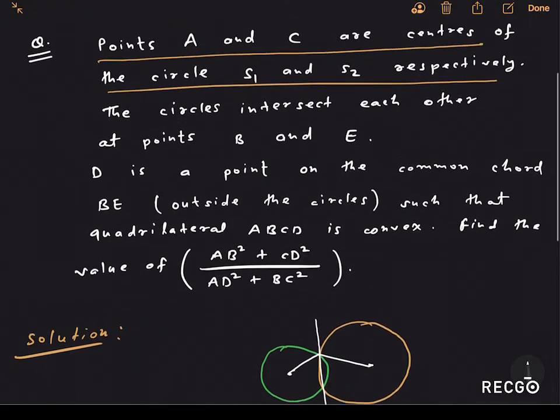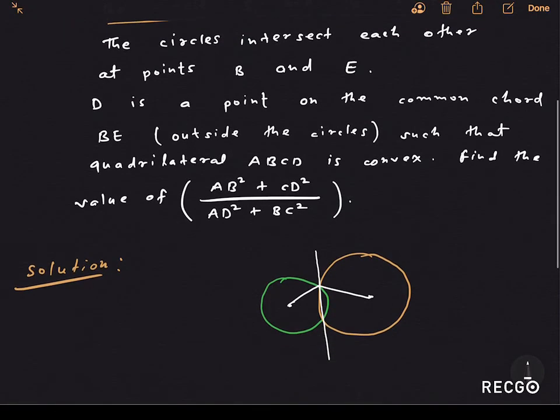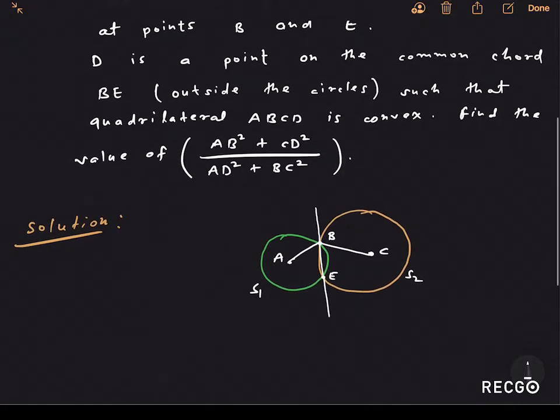So let us first mention which circle is S1 and which circle is S2. The center of circle S1 is A and the center of circle S2 is C, and this is the common chord. So the points of intersection of the circles are B and E. Let's say that there is a point D below the point E on the common chord, so that the quadrilateral becomes a convex quadrilateral, right?